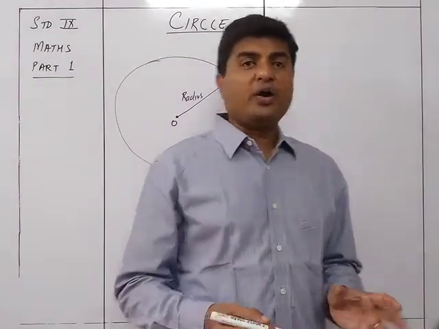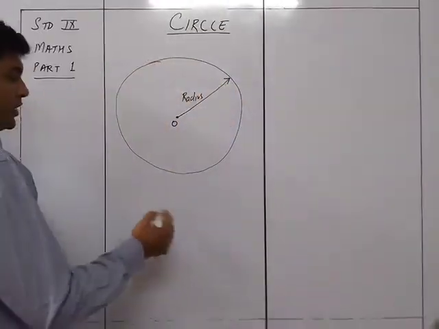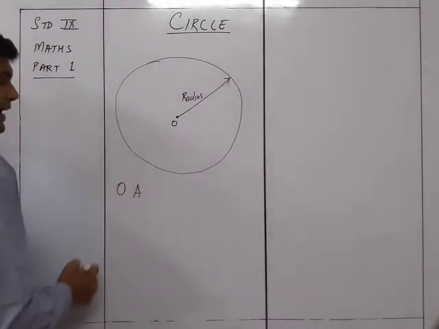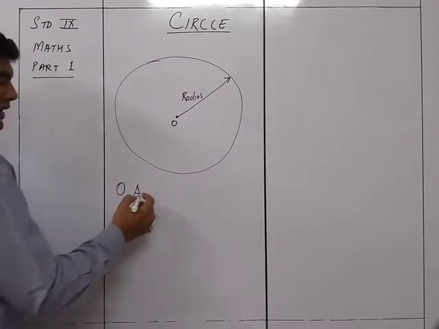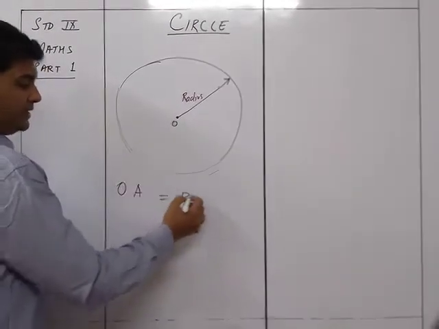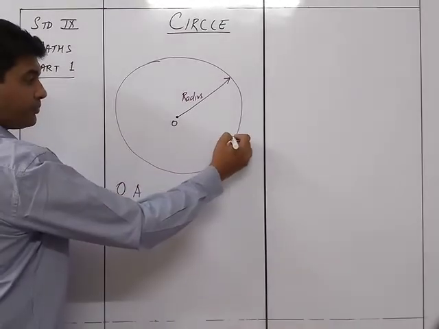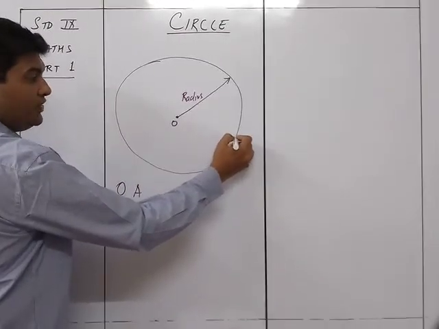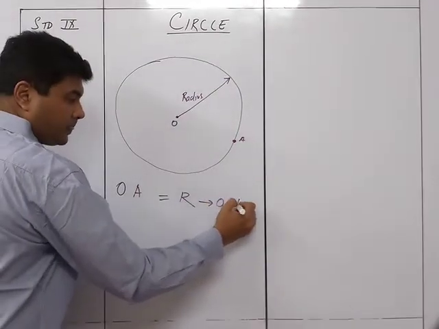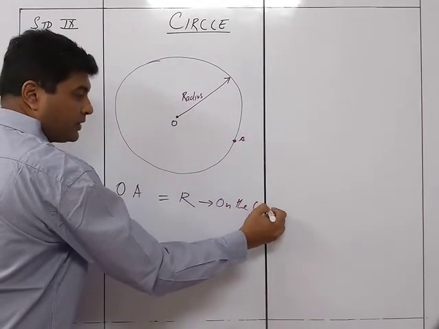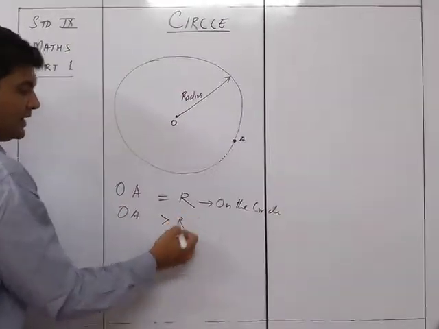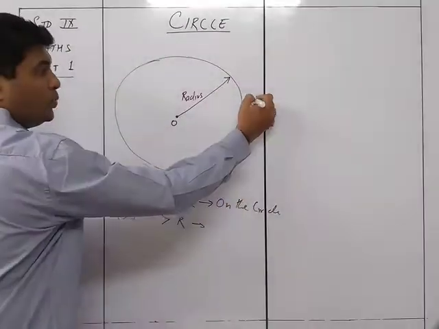Accordingly, suppose I have a point, let's say A. If it is given that the distance OA is equal to the radius, then this particular point A will lie on the circle. So A will be here, on the circle. Now, if this OA is greater than R, then it will be somewhere here.